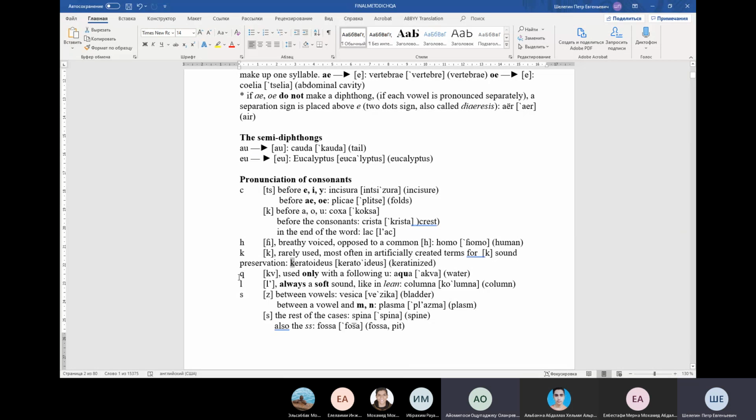Next rule counts for qu, which, again, I remind you, is used only with the following vowel u. Only with this one. So, water: aqua.